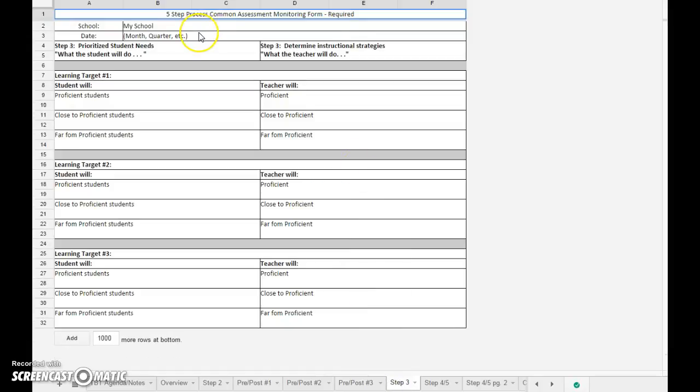After they identify what that learning target is, then we go to step 3, prioritizing your students' needs, what the students will do in those different cohorts. And this is the important part. What will the adults do in order to intervene with these students in these different cohorts? Let's look at it completed.